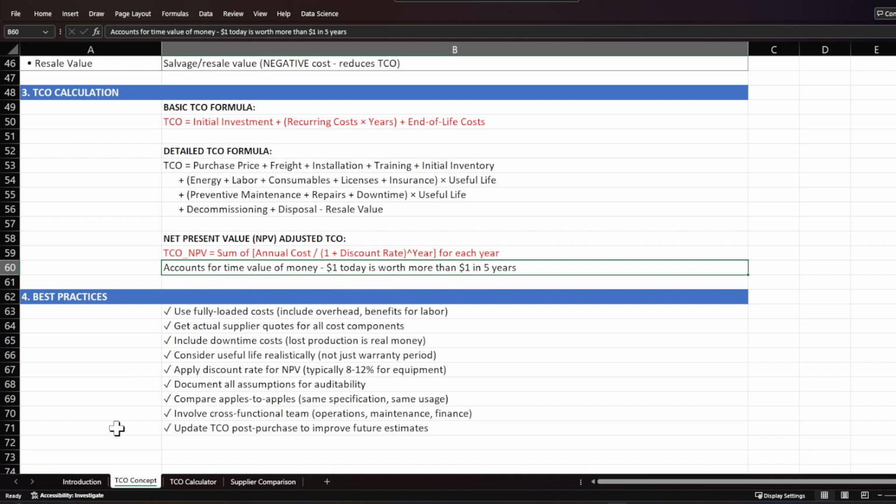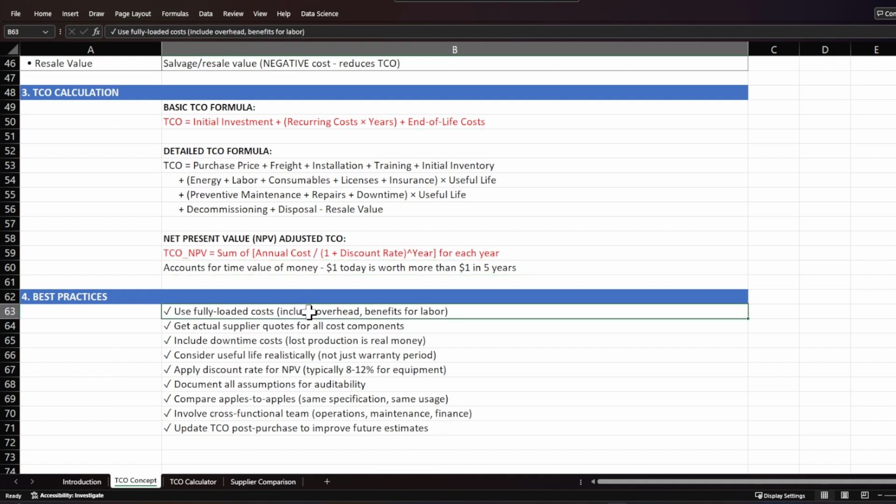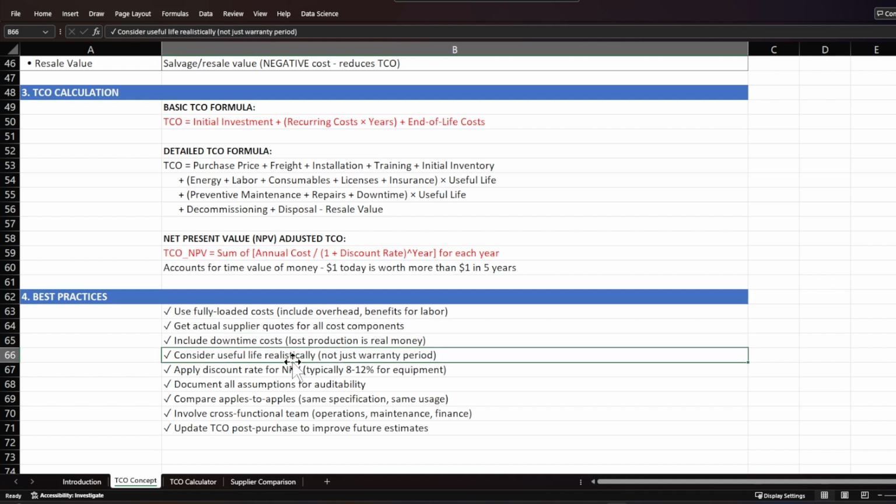So here are some best practices for the TCO. Whenever you calculate the TCO, you need to use fully loaded cost and get actual supplier quotes, not make assumptions. Include the downtime cost, which is very much necessary. Consider useful life realistically, not just the warranty period. Sometimes once you use the machine, you also get the intelligence on how to use it or how to make it run. So apart from the warranty period, you can actually make it run and get good productivity out of it. This is the discount rate which we're talking about.